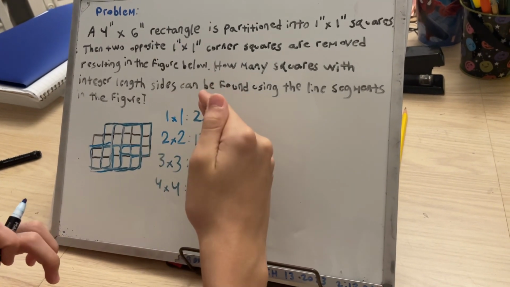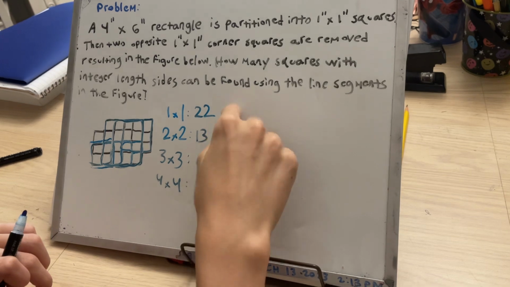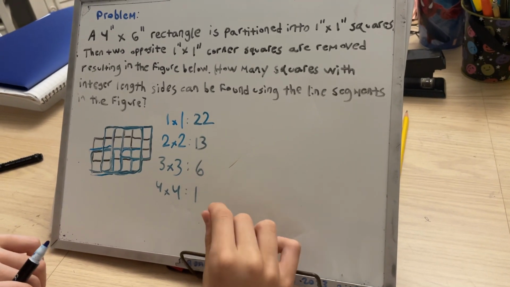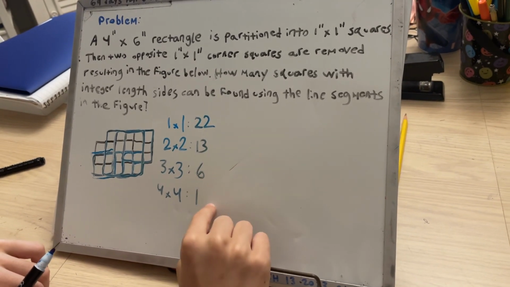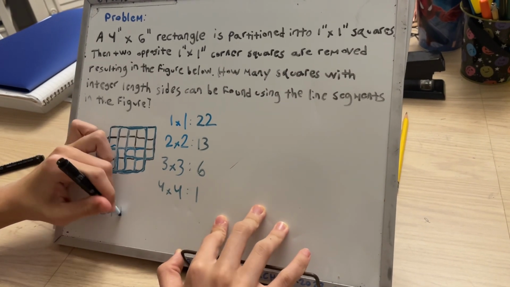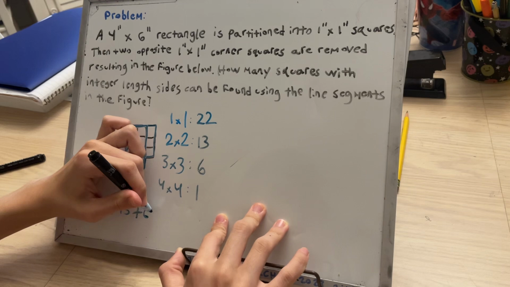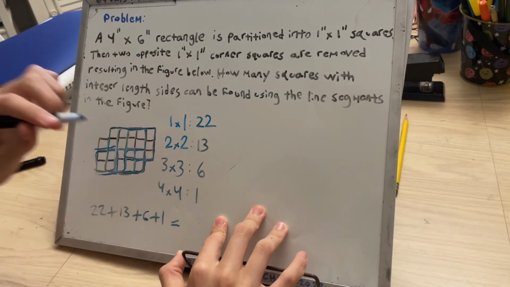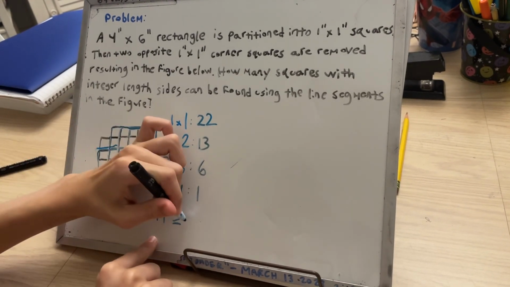Then we found all the side length squares. These are the 4 cases here. All we have to do now is add up the squares for each case. That's 22 plus 13 plus 6 plus 1, which gives us a total of 42.